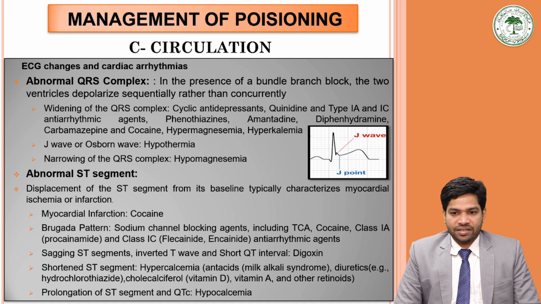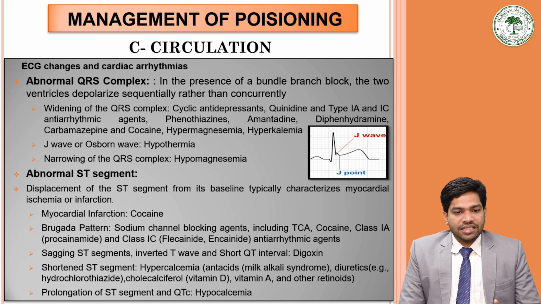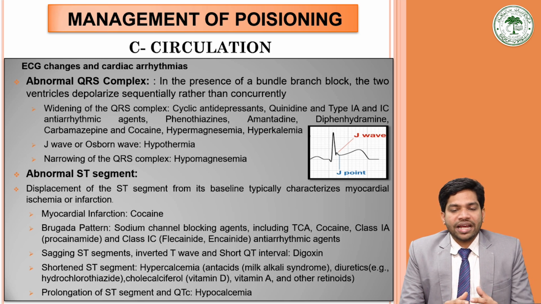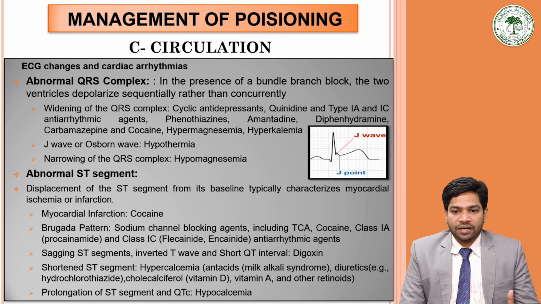Abnormal ST segment is due to displacement of the ST segment from its baseline, typically characterizes myocardial ischemia or infarction. Myocardial infarction is seen in cocaine poisoning. The subsequent appearance of the Q wave is diagnostic of myocardial infarction. Patients who are poisoned by xenobiotics that cause vasoconstriction, such as cocaine, are particularly prone to develop focal myocardial ischemia and infarction. So they present with abnormal ST segments or ST segment elevation.